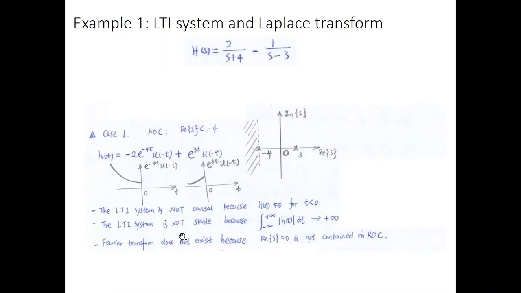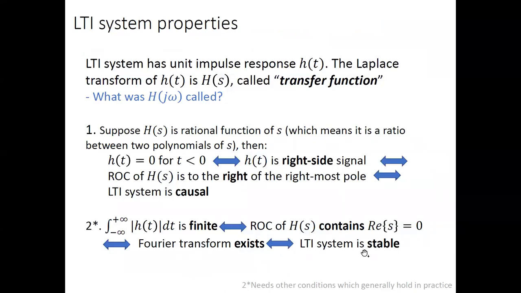So the system is not stable. In other words, we can tell causality and stability of the system using either the function h of t itself or using the region of convergence of its Laplace transform. And they should lead to the same, consistent result. One thing to pay attention to is that for this case, the Fourier transform does not exist, because the Fourier transform exists when the region of convergence covers the imaginary axis, which is not the case here. So the Fourier transform does not exist. And again, this is consistent with our previous result. When the Fourier transform does not exist, the system is not stable.